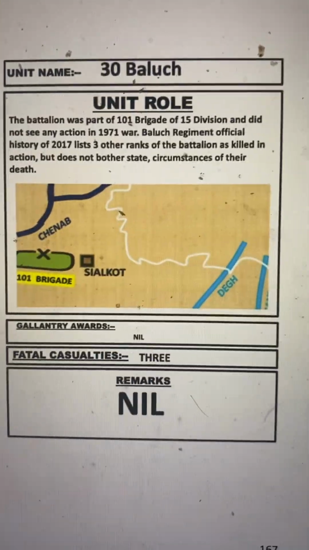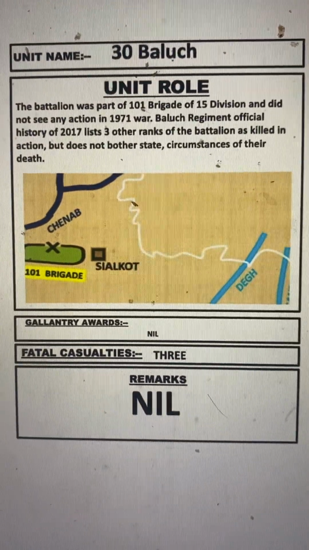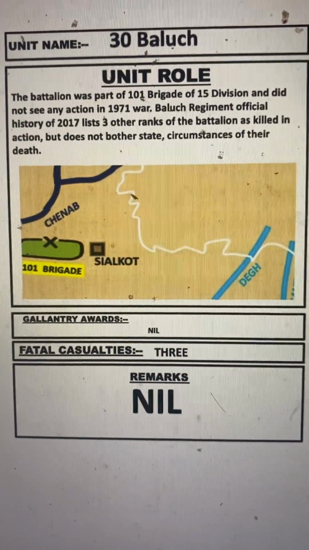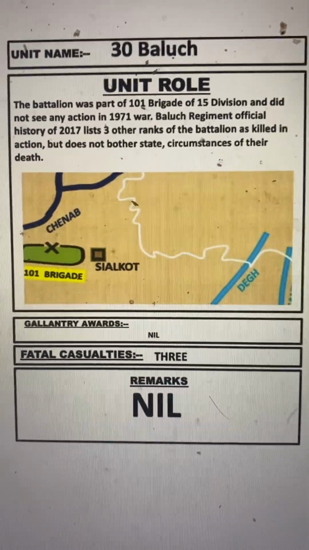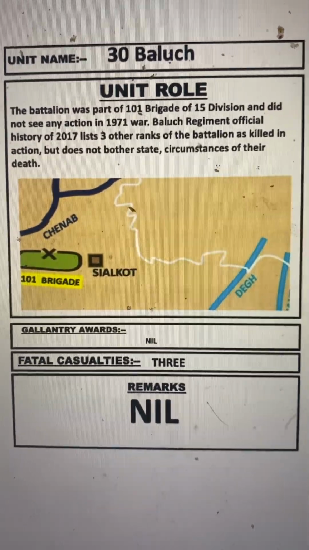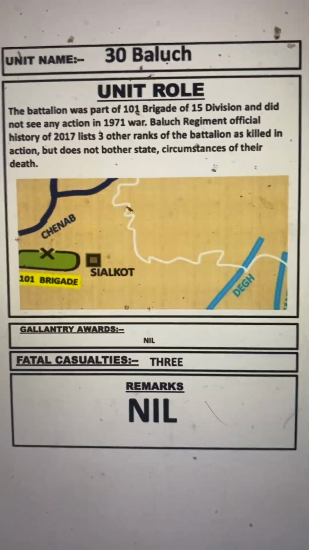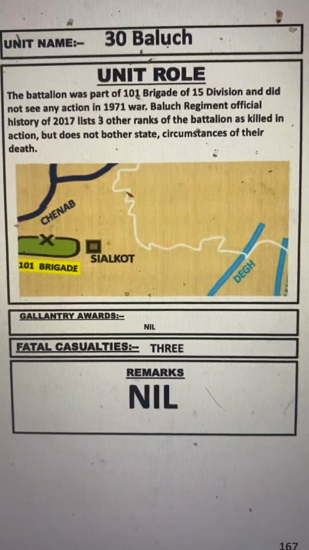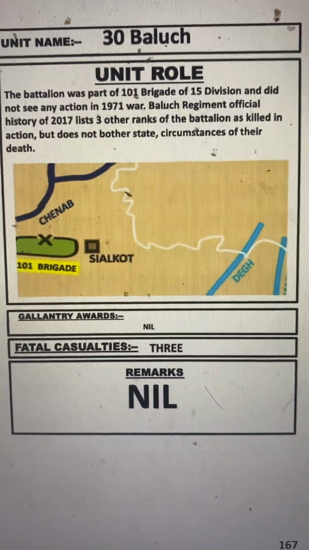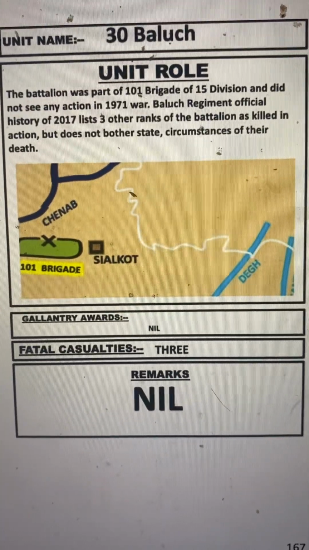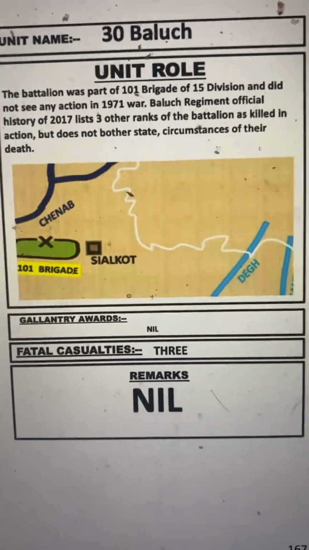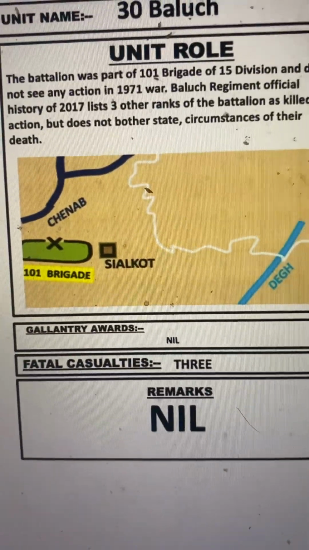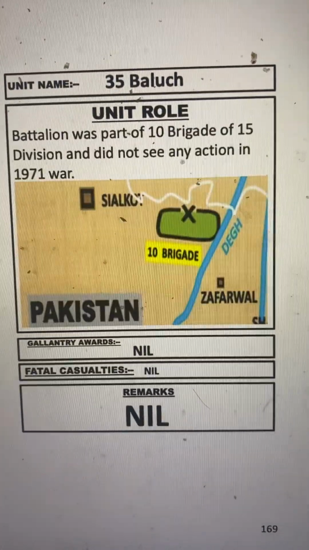30th Baluch. The battalion was part of 101 Brigade of 15th Division and did not see any action in 71 war. Baluch Regiment Official History of 2017 lists 3 other ranks of the battalion as killed in action but does not bother to state circumstances of their death. Gallantry awards nil, fatal casualties 3. This is the 101 Brigade.